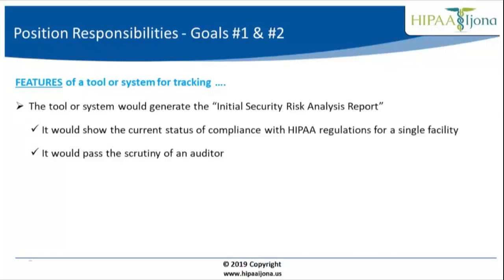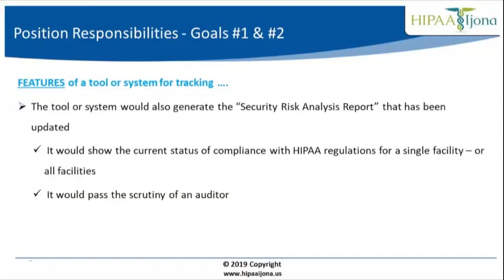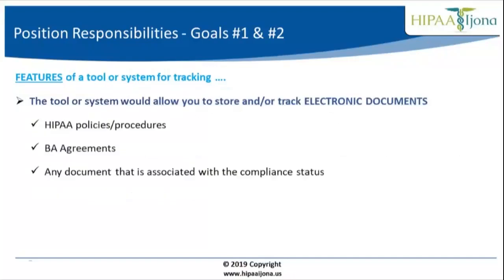This system needs to be able to generate the initial security risk analysis in a way that will pass the scrutiny of an audit. It'll actually show you the current status of this. That's the first thing that you did, and it'll also generate security risk analyses that have been updated based upon input, things that you've shown. I've reached compliance here. I've made these steps. I've done whatever. And this once again has to pass the scrutiny of an auditor.